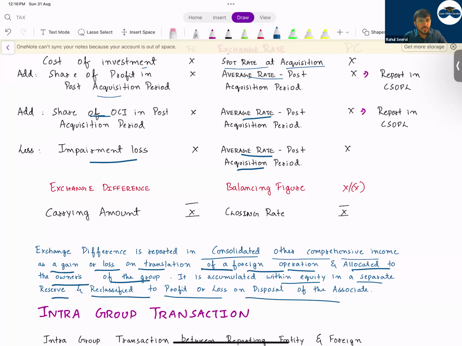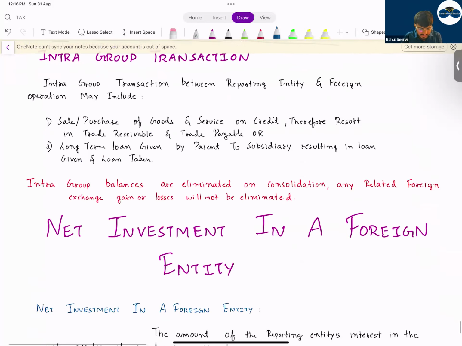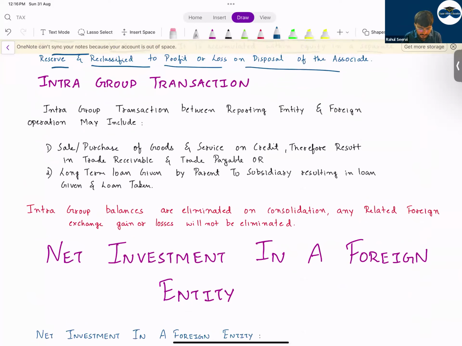Same thing. So with this, we have completed the foreign operations. Any doubts to anyone in this?